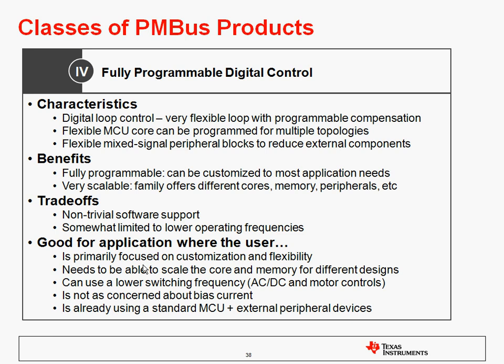So the ideal applications here are really where customization and flexibility is the number one must-have. If you're able to scale the core and memory for different designs, this is the kind of part for you. If you're okay using a lower switching frequency, AC to DC converters and motor controls tend to fit in that category where they're not switching terribly fast. Again, this is a fully digital circuit, so the bias current's going to be a little higher. So if that's not a concern, then this is a good fit.